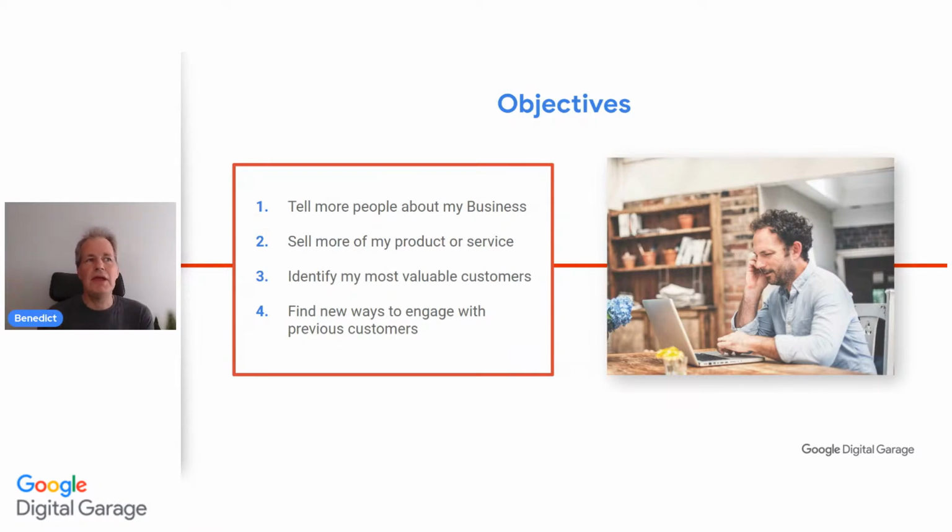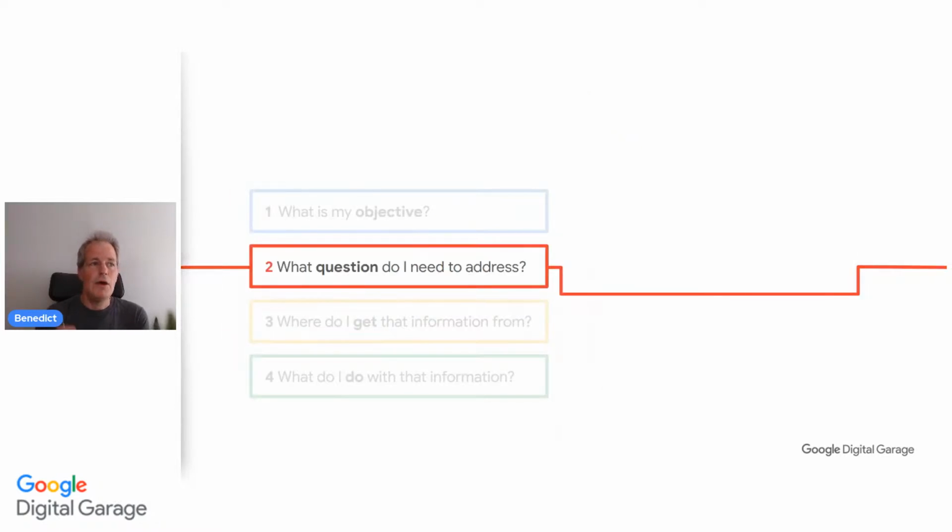So objectives could be tell more people about my business, sell more of my product or service, identify my most valuable customers, or find new ways to engage with previous customers. There's no right or wrong. These are just ideas. Some of these are possible objectives that you might be going for. Okay. What question do I need to address? All right. In order to get the right data, you've got to frame the questions correctly.